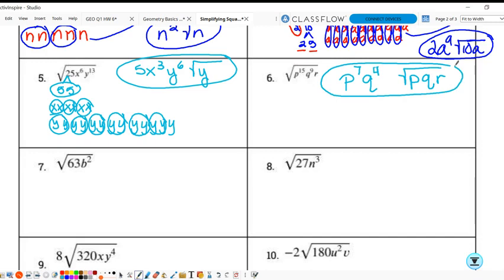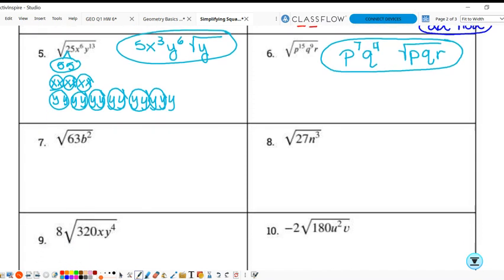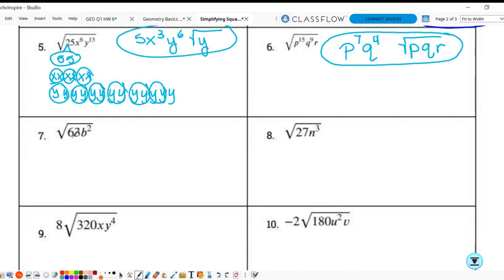P to the 7th, Q to the 4th, square root P, Q, R. $63 is not a perfect square. Let's see, I know 3 goes into it. 3 goes into it 21 times. And 3 and 7. So here's our pair of 3's. They're going to be outside the radical.